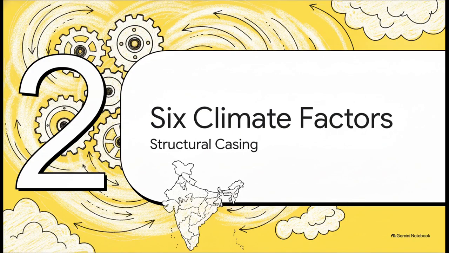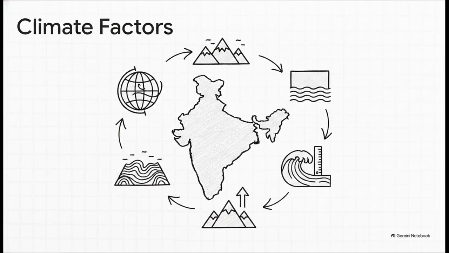Moving on to section 2, 6 factors shaping India's climate. Now that we know what the monsoon actually is, let's look at the structural casing of our climate engine. Because India's climate doesn't just happen in a vacuum, it's strictly dictated by 6 distinct geographical factors. We've got latitude, the towering presence of the Himalayan mountains, the distribution of land and water, distance from the sea, altitude, and finally, relief. Think of this list as the physical hardware of our engine. Every single drop of rain and gust of wind is steered, blocked, or accelerated by these exact 6 factors.